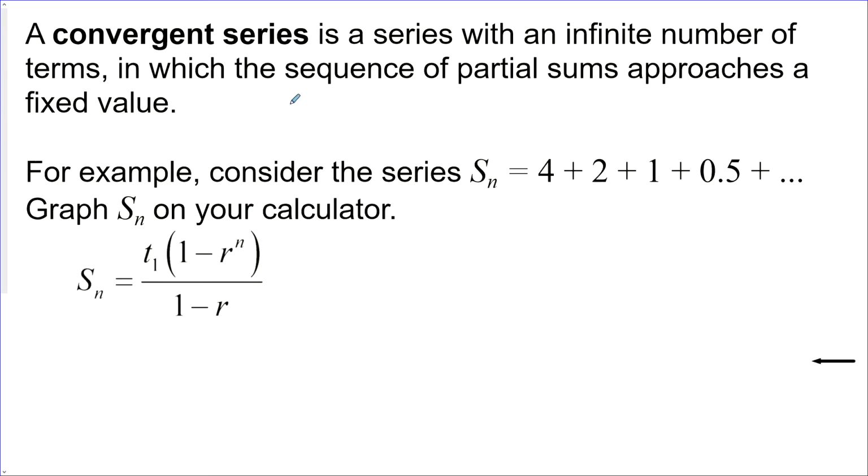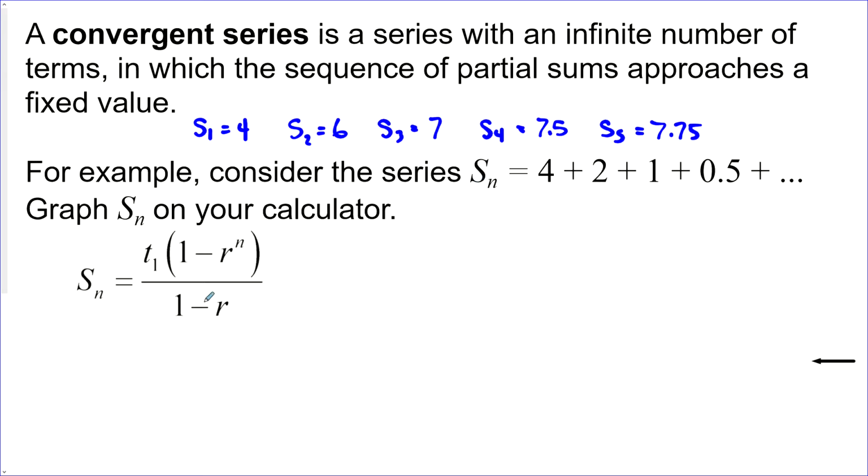A convergent series is a series with infinite number of terms in which the sequence of the partial sums approaches a fixed value. So for example, this one right here, we've got 4 plus 2 plus 1. Our S1 here would just be 4. Our S2 would be 6. Our S3, 7. Our S4, 7.5. And our S5, 7.75, and so this sequence right here is getting closer and closer to a specific number.